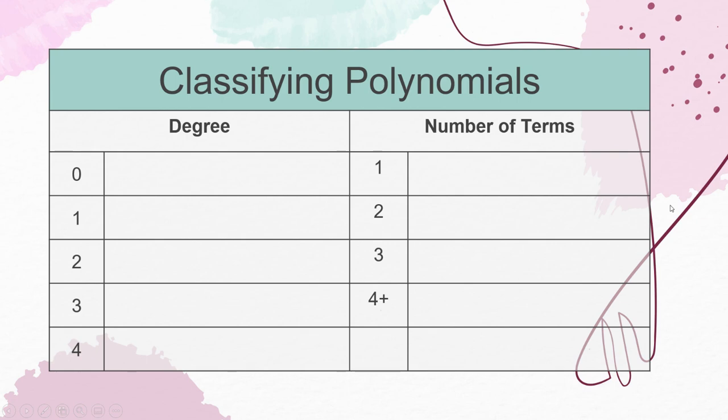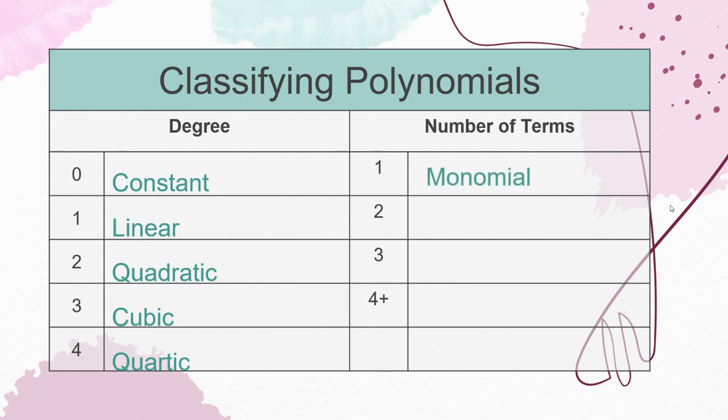We can classify polynomials by the degree. If it's 0 degree, it's a constant. First degree is linear, second degree is quadratic, third degree is cubic, and fourth degree is quartic. We can also classify polynomials by the number of terms. If there's one term, it's a monomial, 2 terms is a binomial, 3 terms is a trinomial, and 4 or more is polynomial.